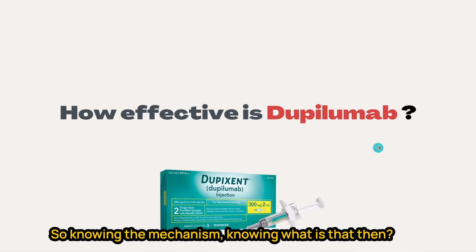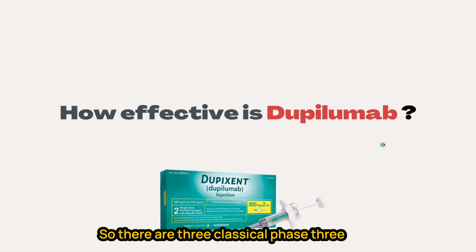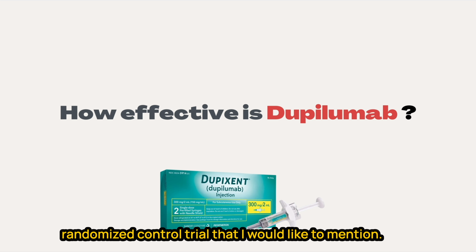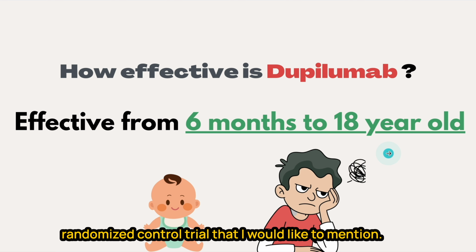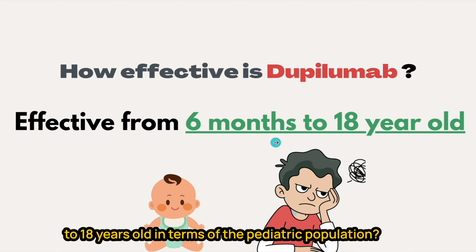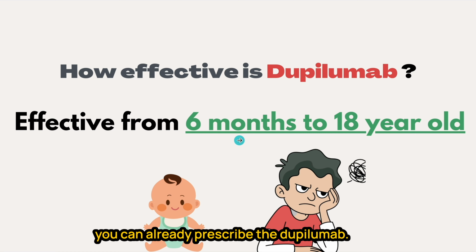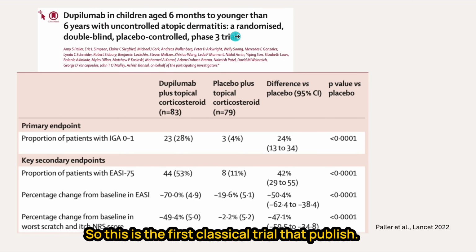So knowing the mechanism, how effective is it? There are 3 classical phase 3 randomized controlled trials that I would like to mention. First of all, it is proven to be effective from 6 months to 18 years old in the pediatric population. So theoretically, from over 6 months, you can already prescribe Dupilumab. This is the first classical trial that was published.